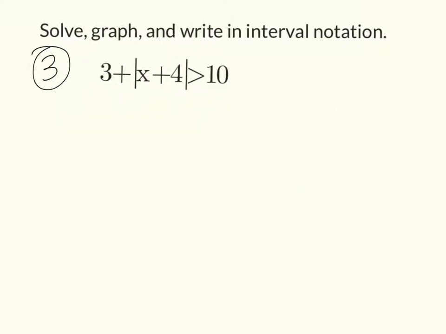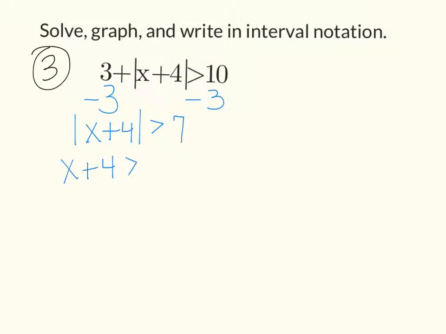Next one. Now here there is something outside the absolute value. So before you split it up, you have to isolate the absolute value. Okay, now that I have the absolute value by itself, I can split up my inequality. So I have one greater than 7, and then I have one less than -7. So solve both.